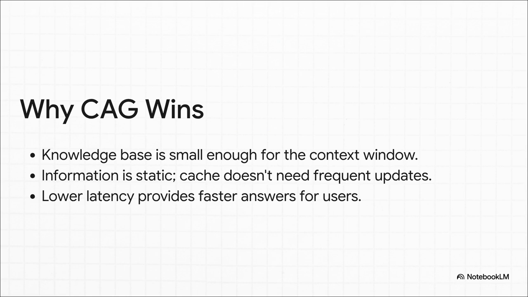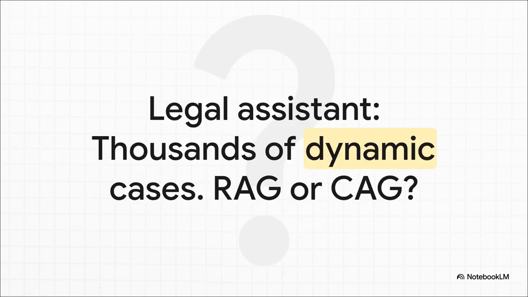The manual is small enough to fit inside the model's memory, the information is static so you don't need to constantly update it, and that lower latency means users get their answers way faster. It's a perfect fit. All right, scenario number 2.